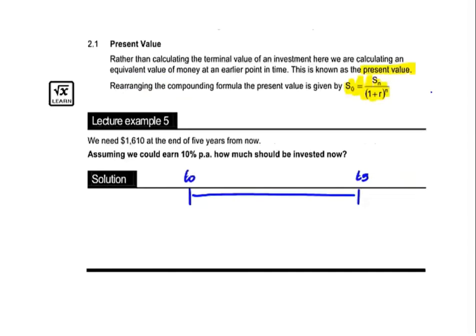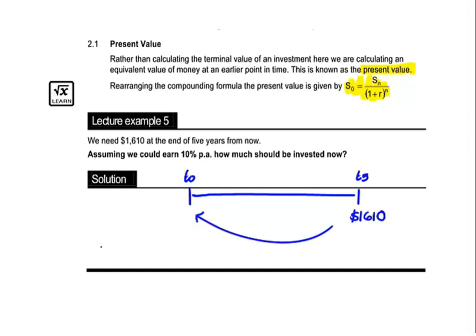So in lecture example 5 then, we need to have $1,610 in 5 years' time at T5. And we're going to earn interest of 10% per year, so we need to work out how much we need to invest now so that that amount growing at 10% each year will finally equate to $1,610.